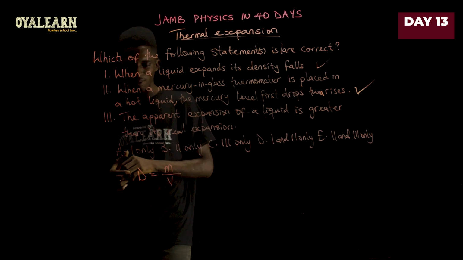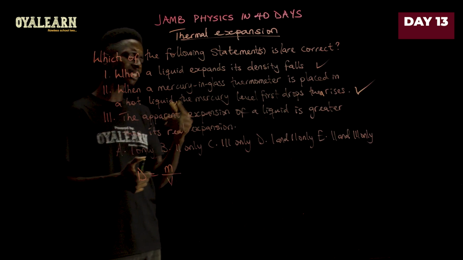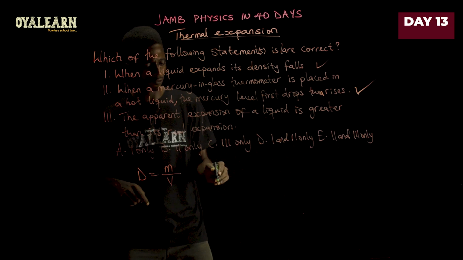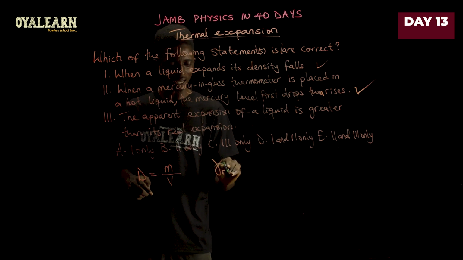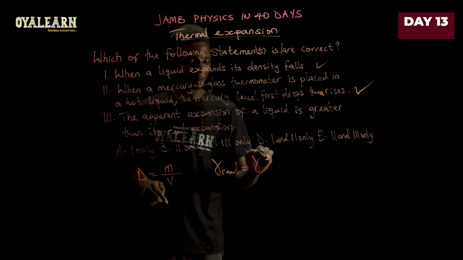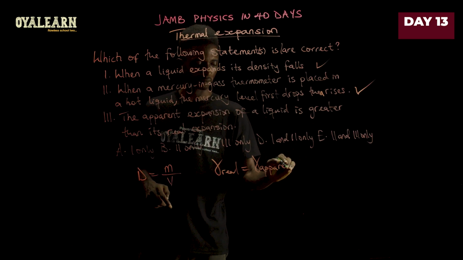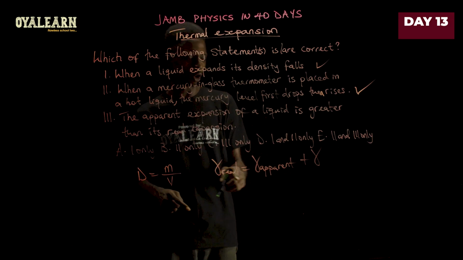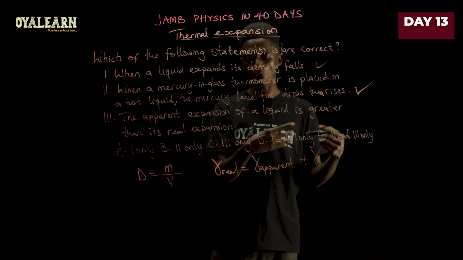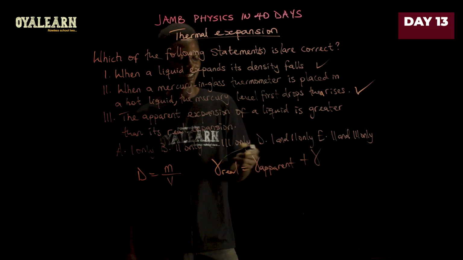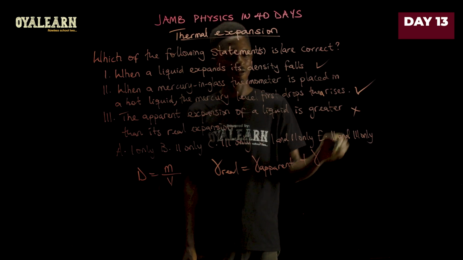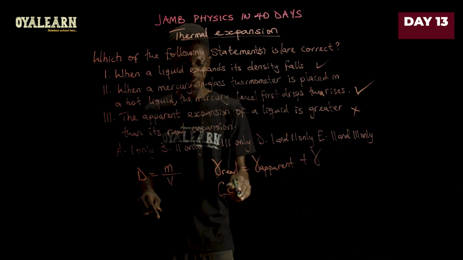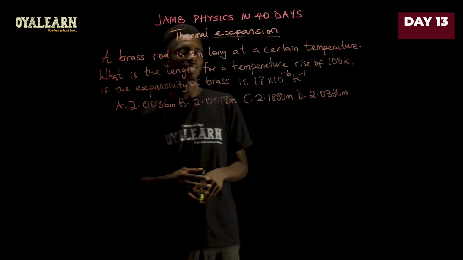Now we are left with statement 3. Statement 3 says the apparent expansion of a liquid is greater than its real expansion. Now that is false because we know that real cubic expansion equals apparent cubic expansion plus the cubic expansion of the container. So in this case, you see that real is comprised of apparent and the cubic expansion of the container. So that means real is greater than apparent. So this is false. So the correct answer in this case is 3 only. So that's option C.